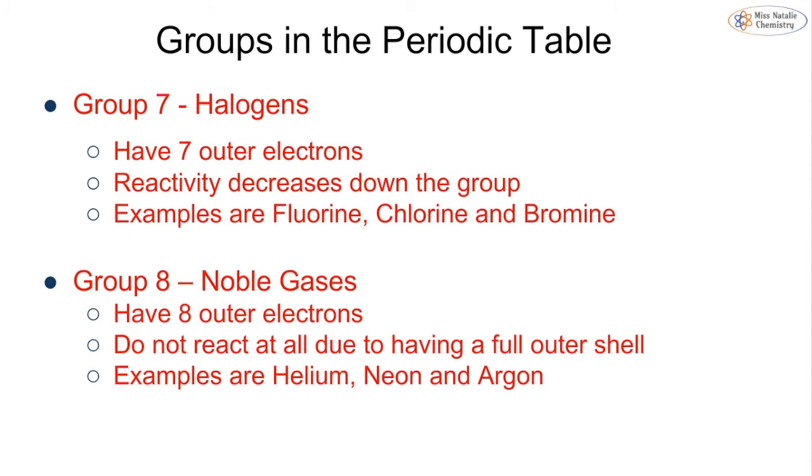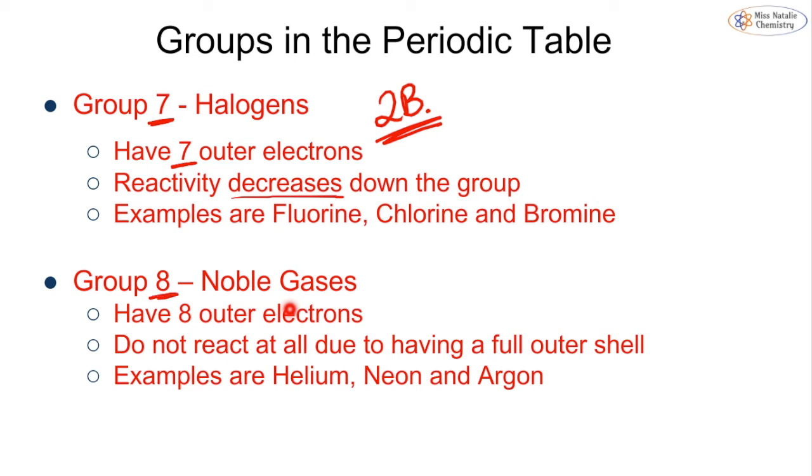Jumping over to the other side of the periodic table, group number 7 is known as the halogens, and they have 7 outer electrons. And you'll look a little bit more at the halogens in topic 2b. When you have 7 outer electrons, again, they're all going to have the same sort of reactions, and this time the reactivity decreases as you go down the group. And some examples are fluorine, chlorine and bromine.